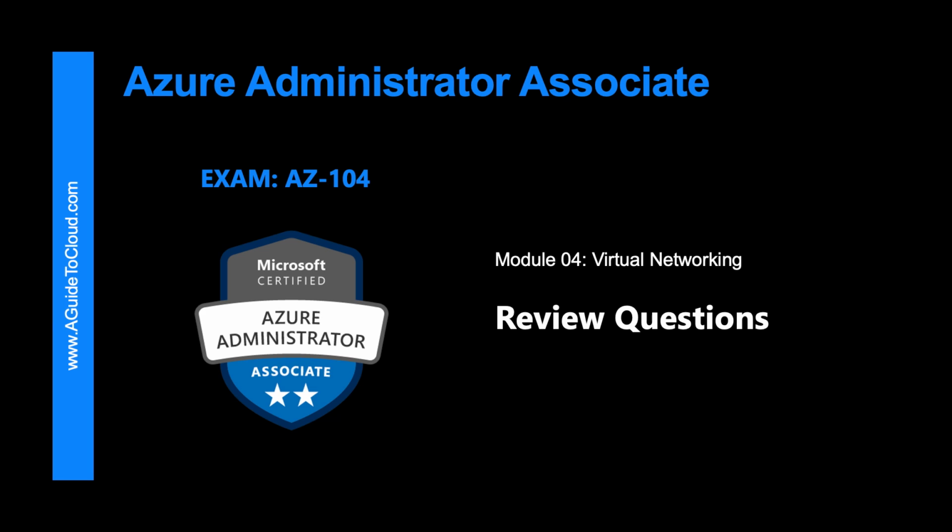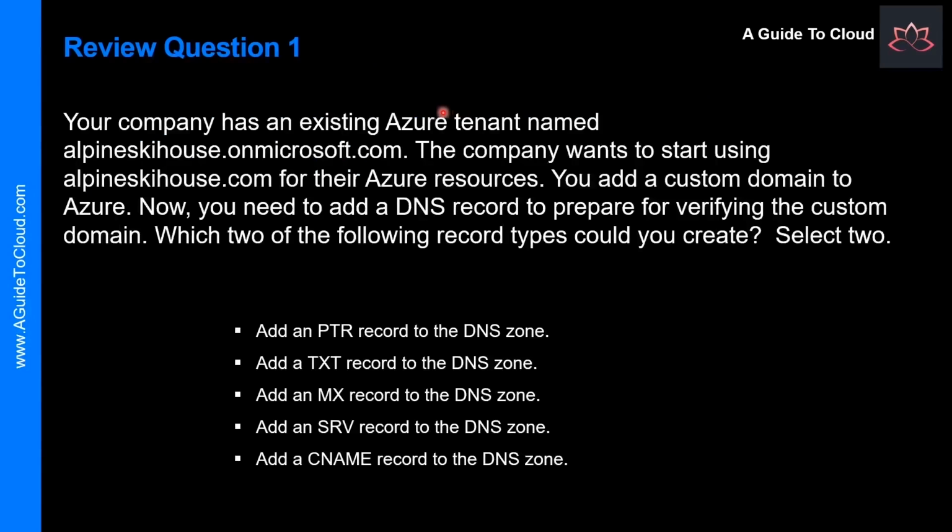In this section of the video, we're going to go through virtual networking review questions. This is module 4. All right, so let's look at the first question. Your company has an existing Azure tenant named with a domain name .onmicrosoft.com. The company wants to start using another domain name, which is a custom domain name, for their Azure resources. You add a custom domain name to Azure. Now you need to add a DNS record to prepare for verifying the custom domain. Which two record types would you create? And you need to select two answers.